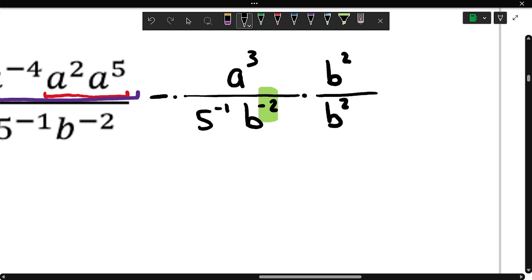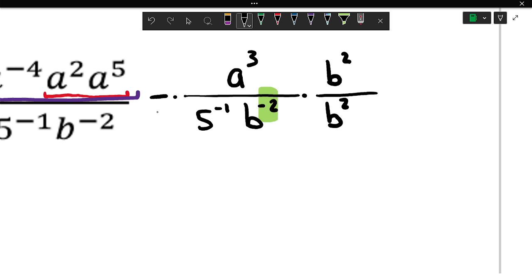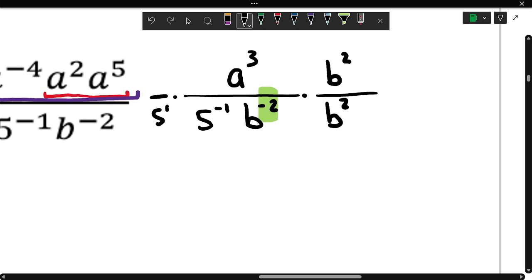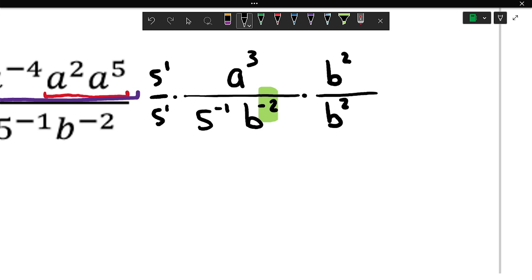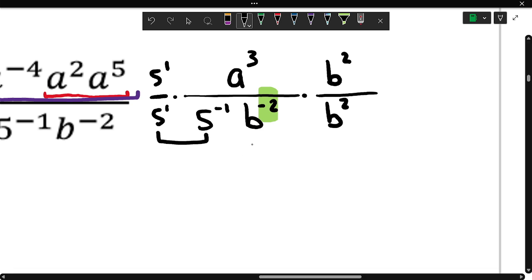Same thing with the 5. I've got 5 to the negative 1, so I'm going to multiply by 5 to the 1st in both the top and the bottom. And again, all I'm doing is I'm multiplying by the number 1 2 times. 5 over 5 is 1, b squared over b squared is 1. So I'm not changing the value of this expression. I'm just changing its format. What I'm left with is this is 5 to the 0, which is 1. This is b to the 0, which is 1.